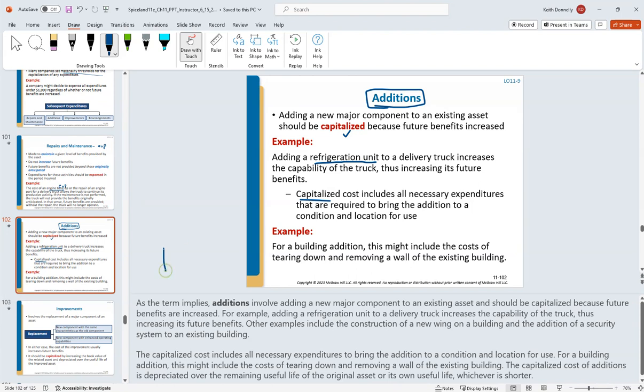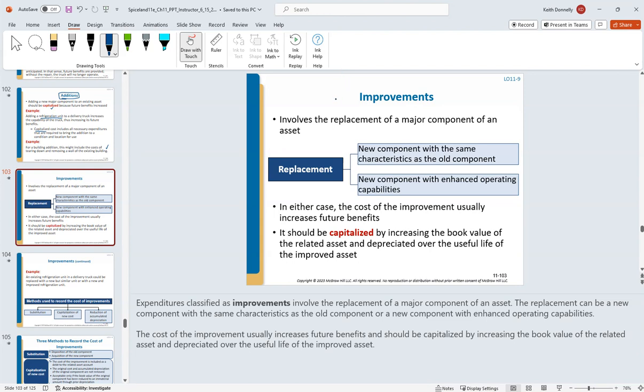Another situation might be, we have a building and you do a whole addition to that building. You're not going to expense that whole addition. That's going to create a capitalized improvement or potentially a new and different asset that we have to depreciate. So improvements involve the replacement of a major component of an asset. With regard to replacement, it can be a new component with the same characteristics as the old component, or a new component with enhanced operating capabilities. In either case, this is going to increase future benefits. We're going to have to capitalize this and then depreciate it over the useful life.